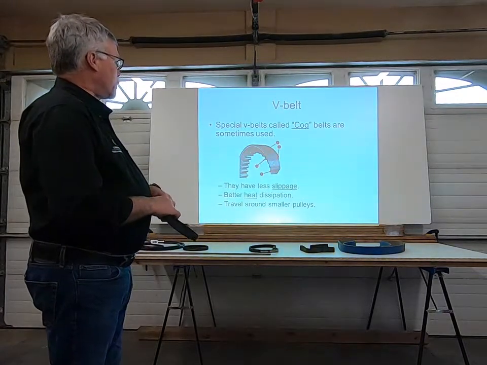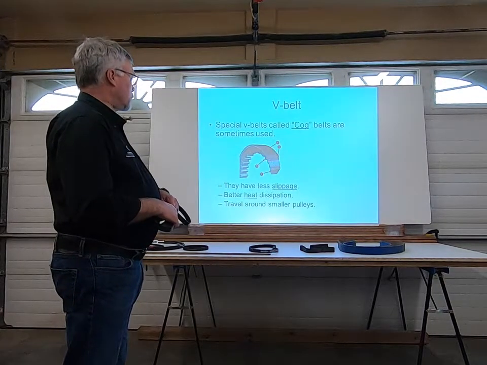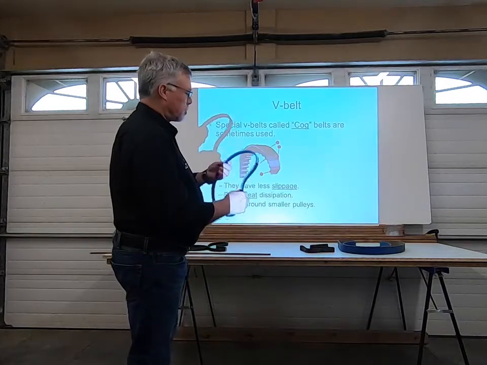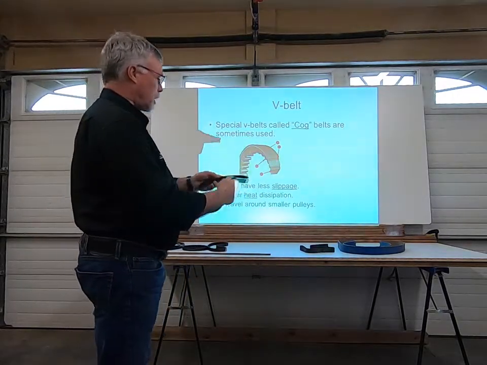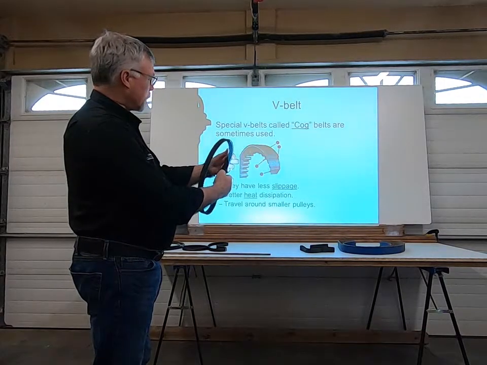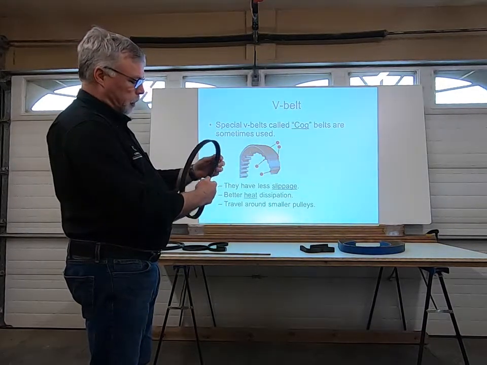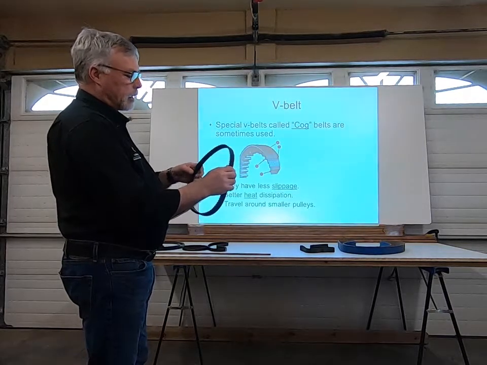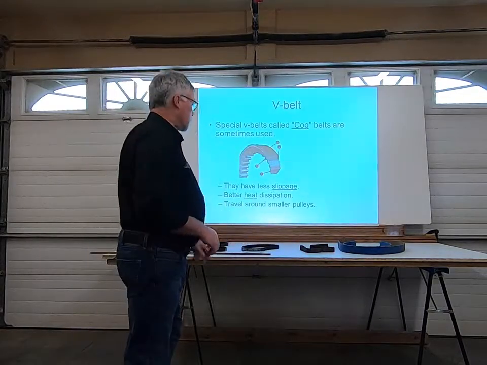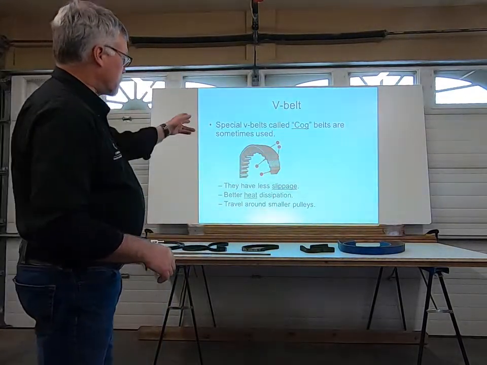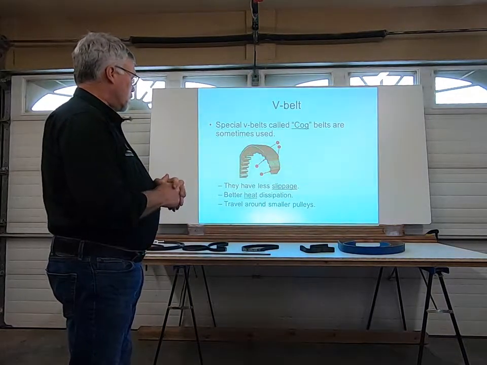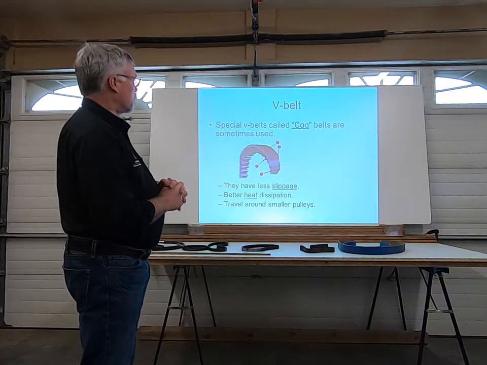There's another type of V-belt, it's called a cog belt. It's sometimes used. They have less slippage, better heat dissipation, and travel around smaller pulleys. And this is a good example of a cog belt. And it looks like you've got a series of cogs on the back sides here, like you do in the picture. And that is there to give you a little bit better torque. So less slippage because the pulley is actually designed to receive those cogs. So better heat dissipation, and they move around smaller pulleys as well.